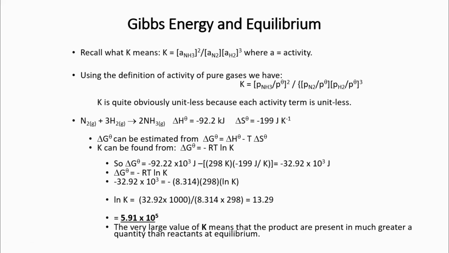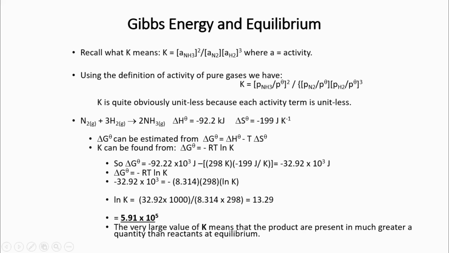Now, if we have the free energy change, there's this relationship, the Boltzmann relationship, which basically connects the standard free energy change to the equilibrium constant. So delta G is equal to minus RT ln K, and that's a relationship which connects the standard free energy change to the equilibrium constant.